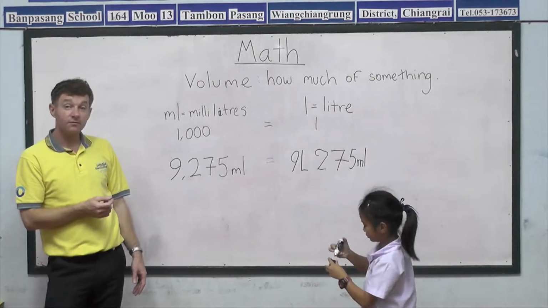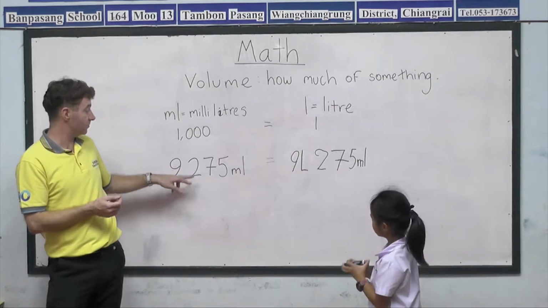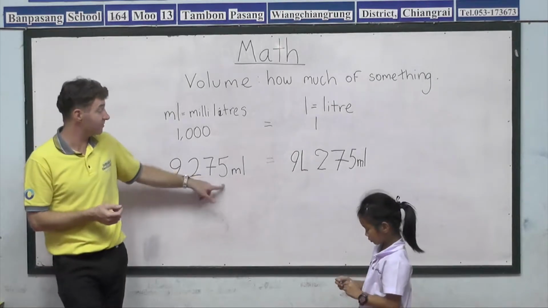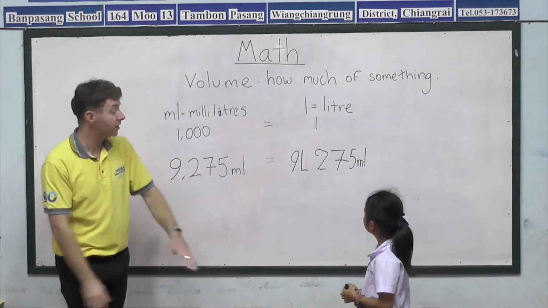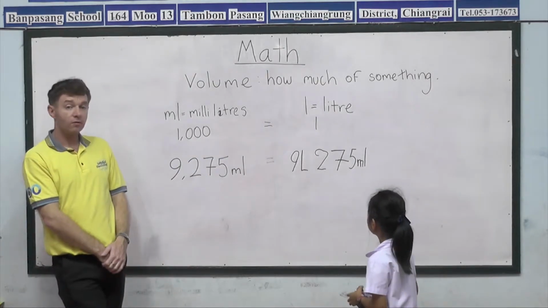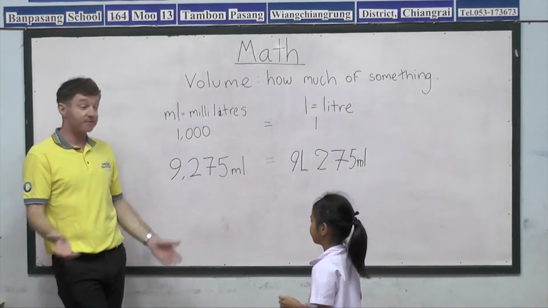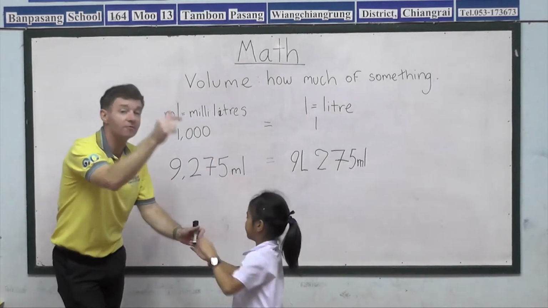Excellent. So I will say in milliliters only, 9,275 milliliters. Prel, can you convert that for me? 9,275 milliliters. Is that right? Yes. That's excellent. Well done. High five. Round of applause for Prel.